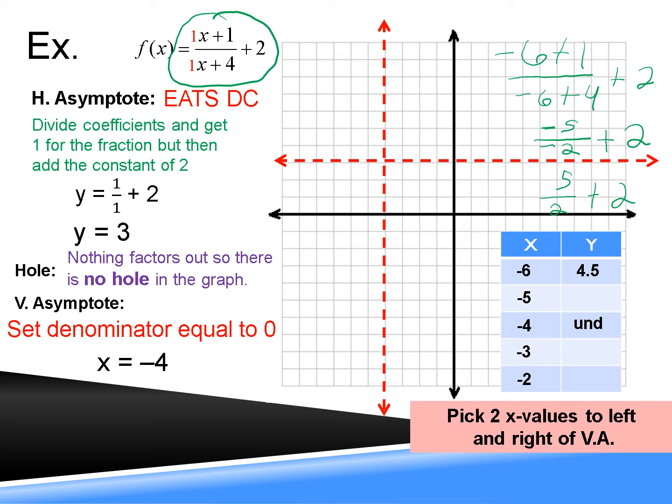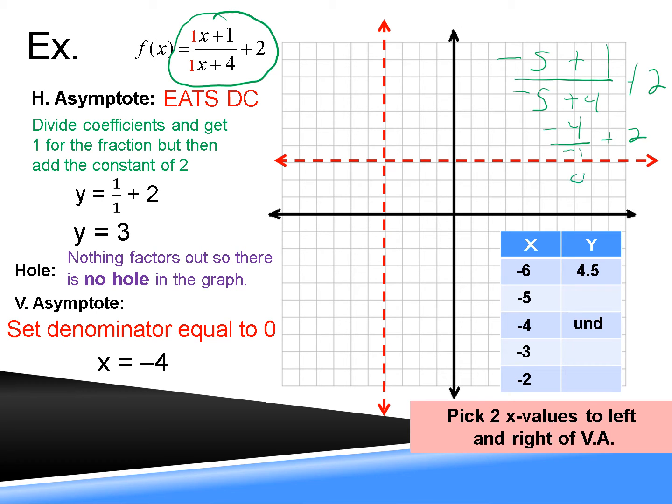When we're plugging these in to calculate the y values, it's okay to use decimals, because decimals are a little bit easier to graph, and it's easier for us to have a visual of what they're talking about. Now we try -5. So -5 plus 1 over -5 plus 4, plus 2. That gets me -4 over -1, plus 2. So 4 plus 2 is 6. And then you just repeat the process for -3 and -2.